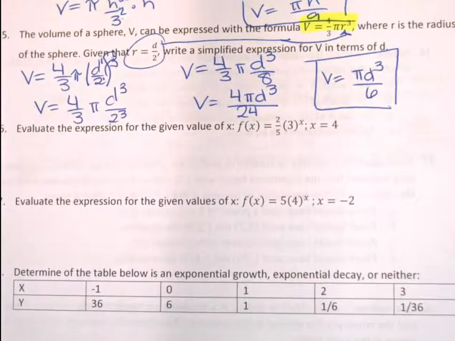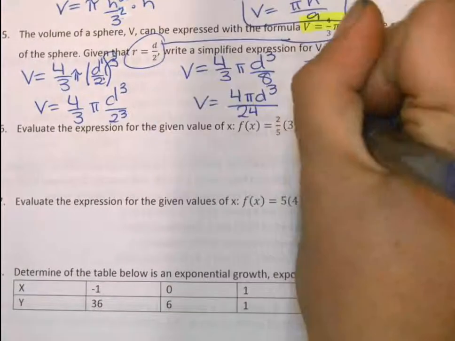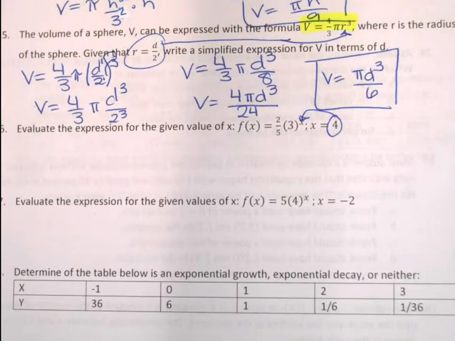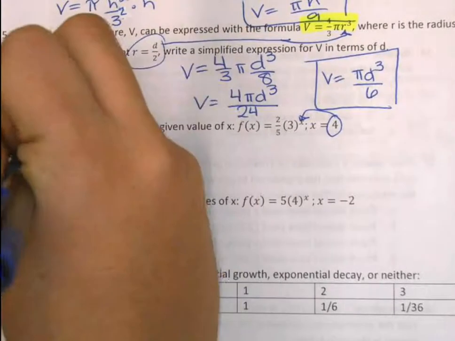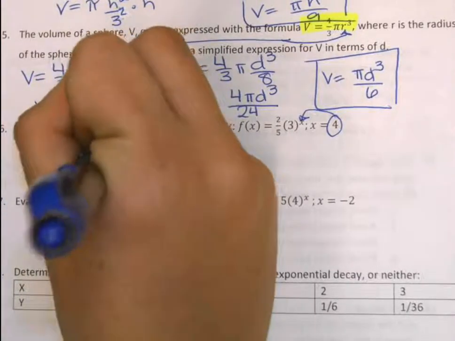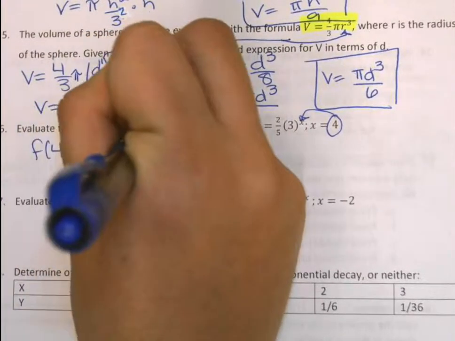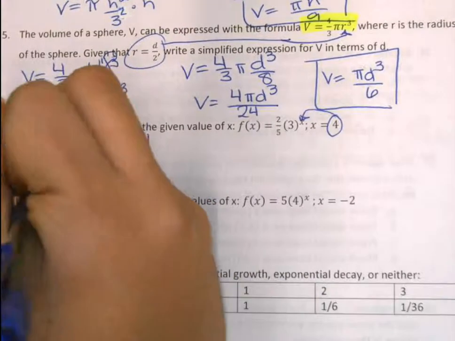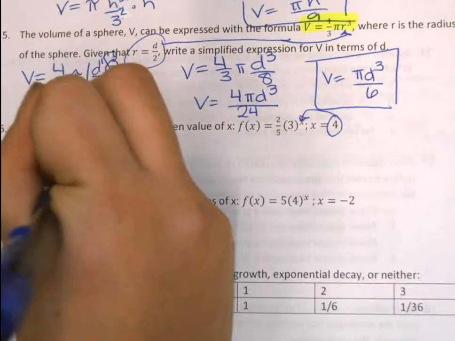When it asks me to evaluate an expression for a given value, what I do is I take the x equals part and I plug it in for my exponent, because the exponent is an x. So I'm going to write f of 4 equals 2/5 times 3 to the 4th power. So first I need to figure out what 3 to the 4th power is, which is 81.